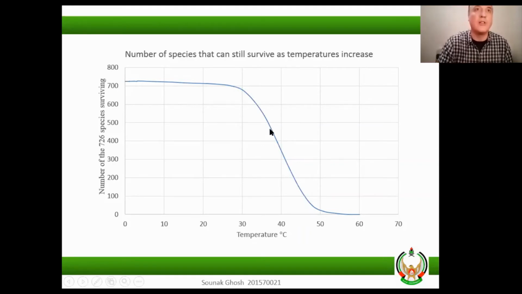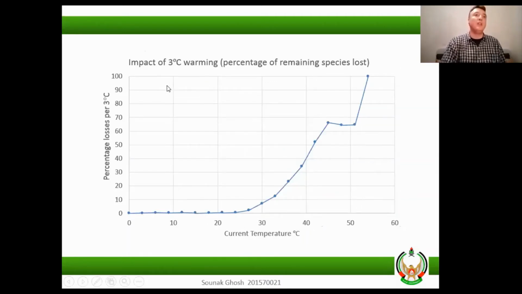So Sanak quantified this. He took the number of species lost between 0 and 10 and divided by 726. And the number of species lost between 10 and 20 and divided by the number there at 10, and looked at this. So this is the percentage losses, and he looked at it in 3 degree brackets. So 3 degrees is a reasonable estimate of how temperatures might change over the coming century.